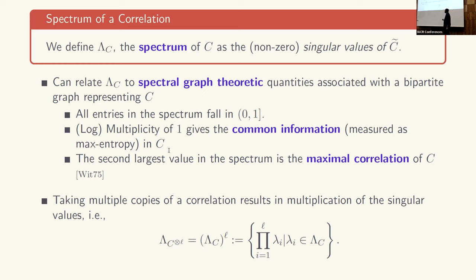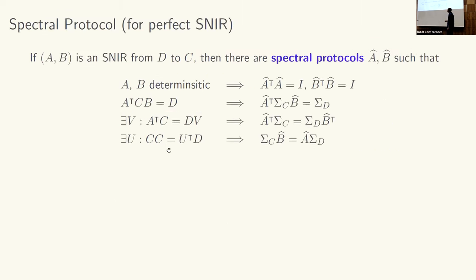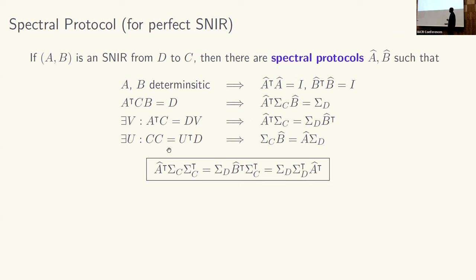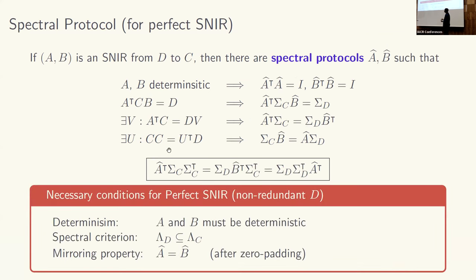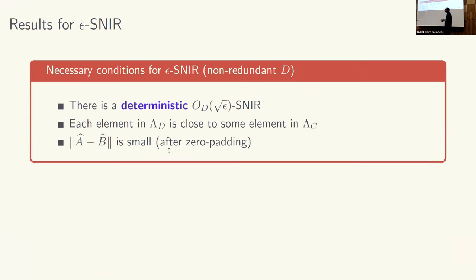Another nice property of the spectrum of a correlation is that if I take n copies of this correlation, the spectrum of that would be just an n-wise product of this. Our analysis is mostly based on first going from the linear algebraic constraints that we had for SNIR to a spectral domain, and over there realizing a lot of structures and showing that because of the structure, we can show an inclusion of the spectrum of D in that of C, and showing that the protocols 4A and protocols 4B in the spectral domain have a mirroring property.